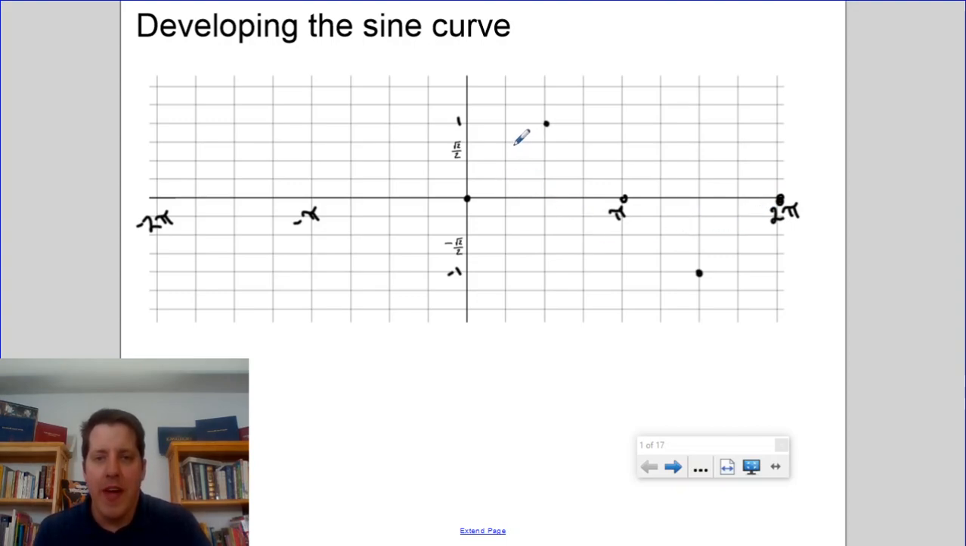If we wanted to fill that in at pi over 4, it would be root 2 over 2. Same thing at 3 pi over 4. It would be negative root 2 over 2 at 5 pi over 4. And at 7 pi over 4, it would be negative root 2 over 2 again. That is your sine curve. Okay.